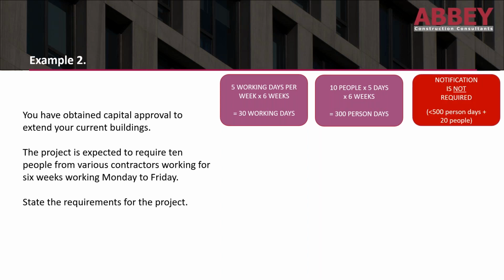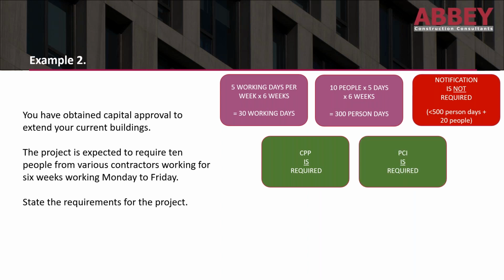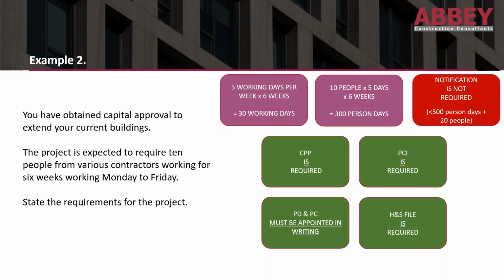Therefore, it's still not notifiable because we've not exceeded the 500 person days, and we've still only got 10 people on site. We've not exceeded 20. However, a construction phase plan is still required, as is a pre-construction information document. However, this time, a principal designer and principal contractor must be appointed in writing because we've got more than one contractor. We've got various contractors. And therefore, where we have more than one contractor, we will require a health and safety file.